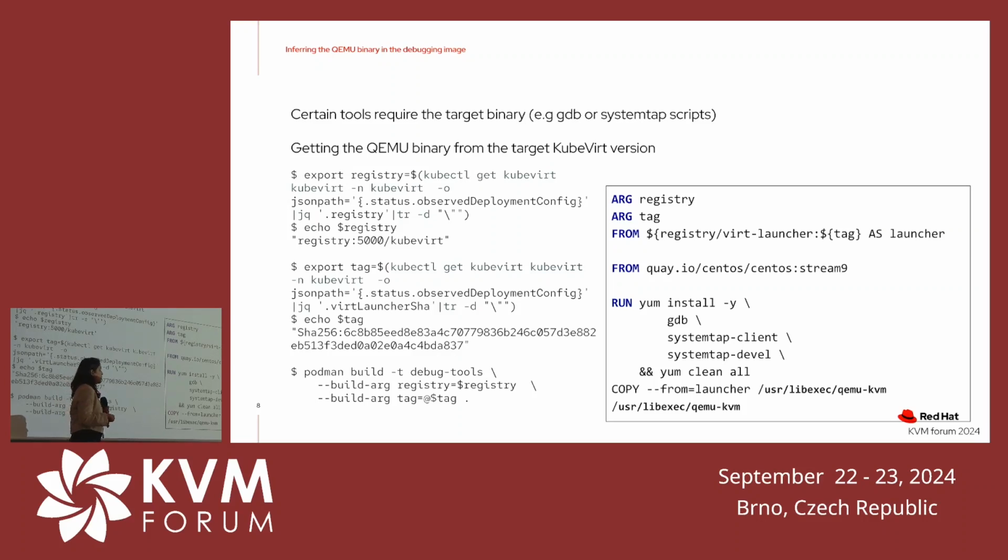Once you know that, what you can do is refer to that KubeVirt image. Virt launcher is the image that has libvirt and QEMU inside. And basically from that version, you can copy it into your debugging container. You can see that we are referencing this as a launcher, and here we are copying the QEMU binary inside the debugging image. So this is the way you can reference and get exactly the QEMU binary that you want to target for debug.